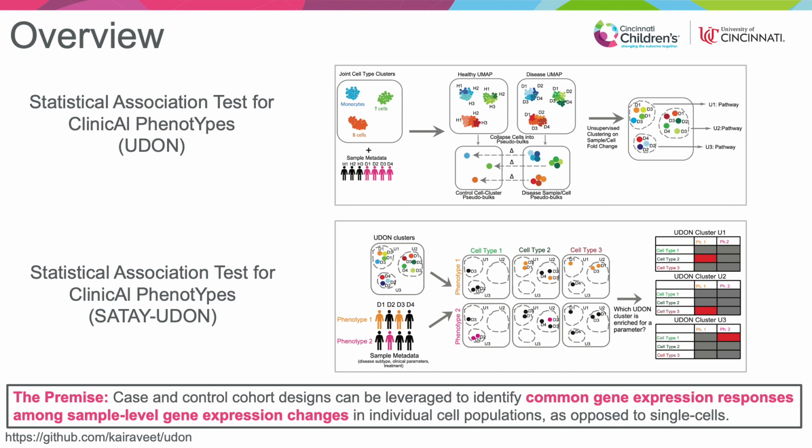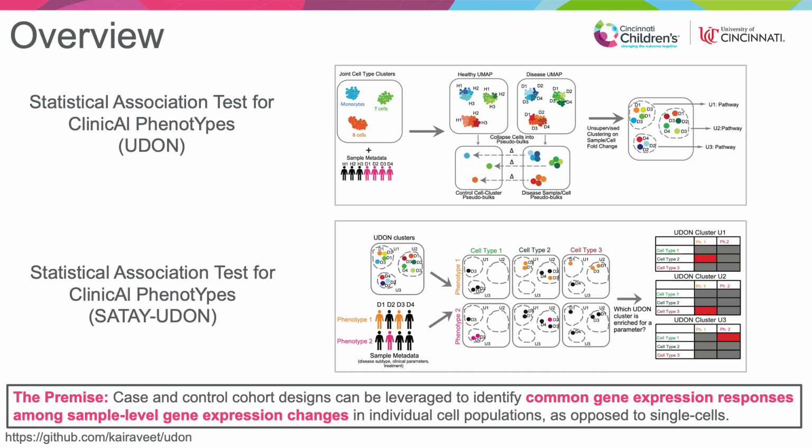Now these fold changes between disease and healthy pseudobulks can be clustered based on their gene expression profiles using an unsupervised algorithm, and we get Udon clusters made of disease or patient pseudobulks. Each of these clusters is defined by its marker genes, which can be associated to a gene pathway using gene pathway databases.